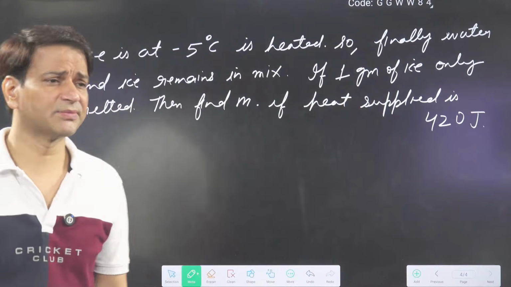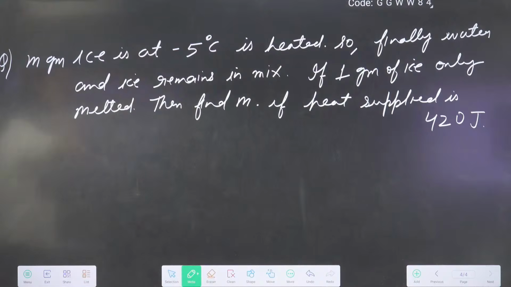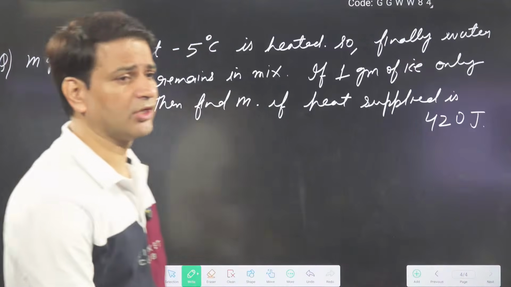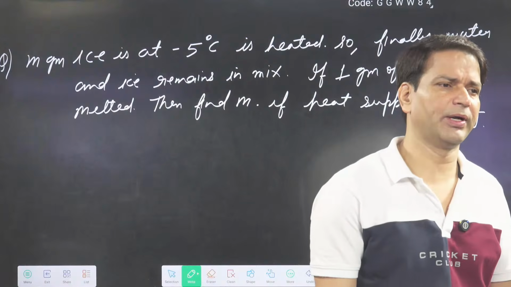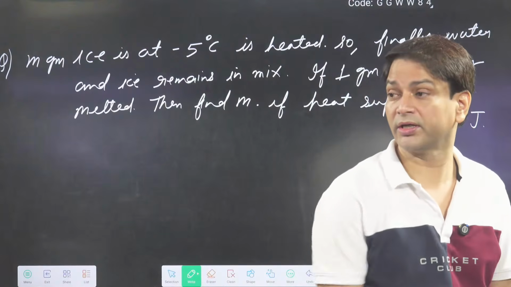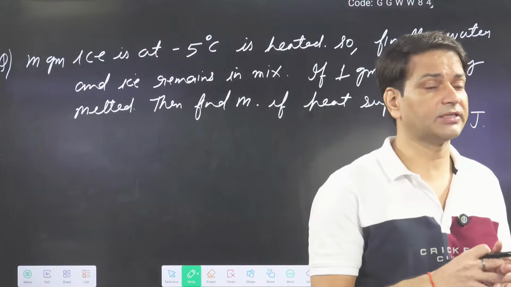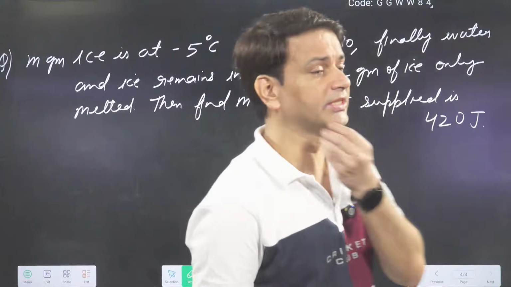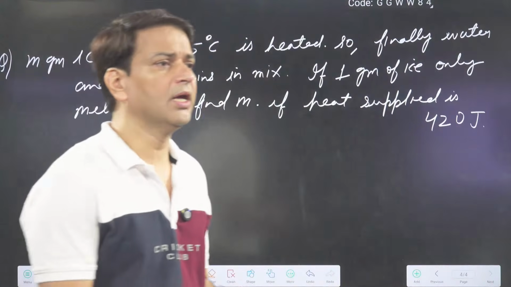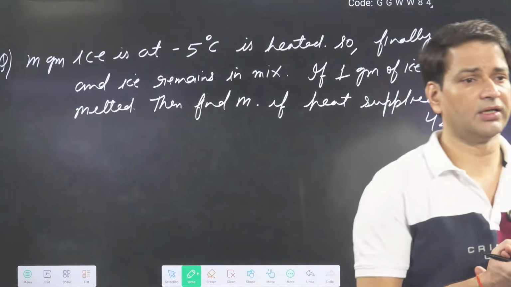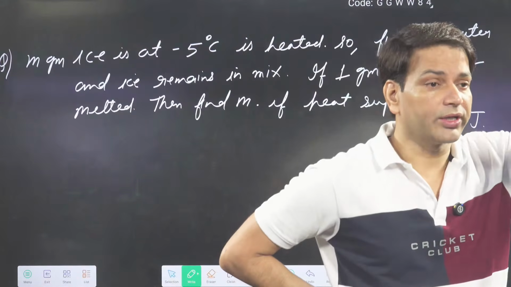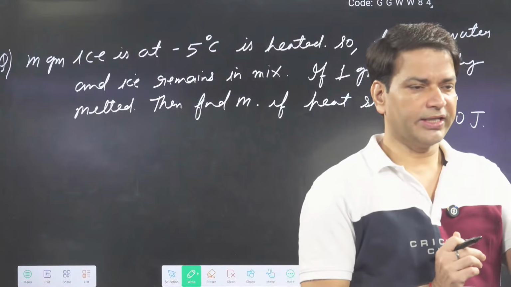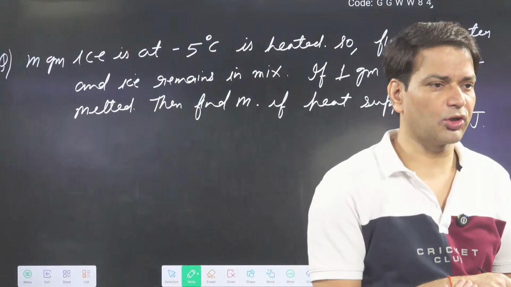Why am I discussing this problem? Actually, in this question, the specific heat of ice is given as 2100 joule per kg degree C. The latent heat of melting of ice is also given in SI units. And the heat supplied is 420 joule. So most of the quantities are given in SI. The mass of ice is given in gram. Now listen. First thing, who will say what is the final temperature of this mixture?